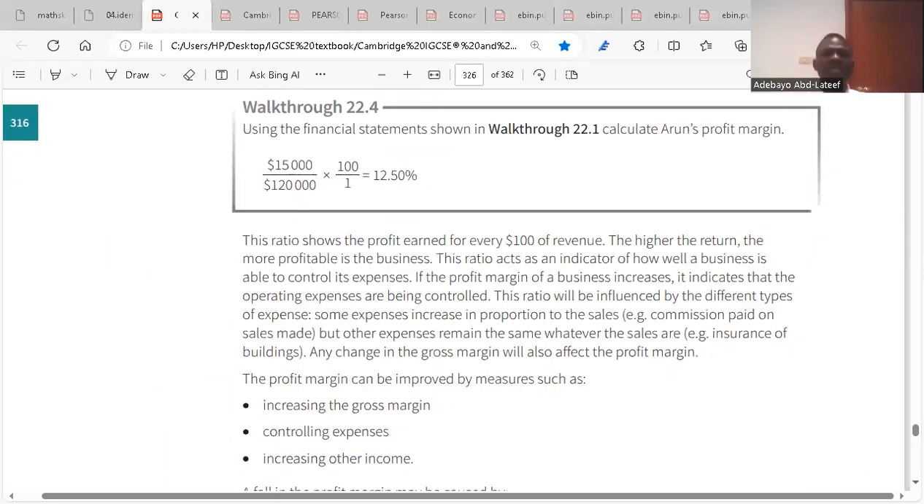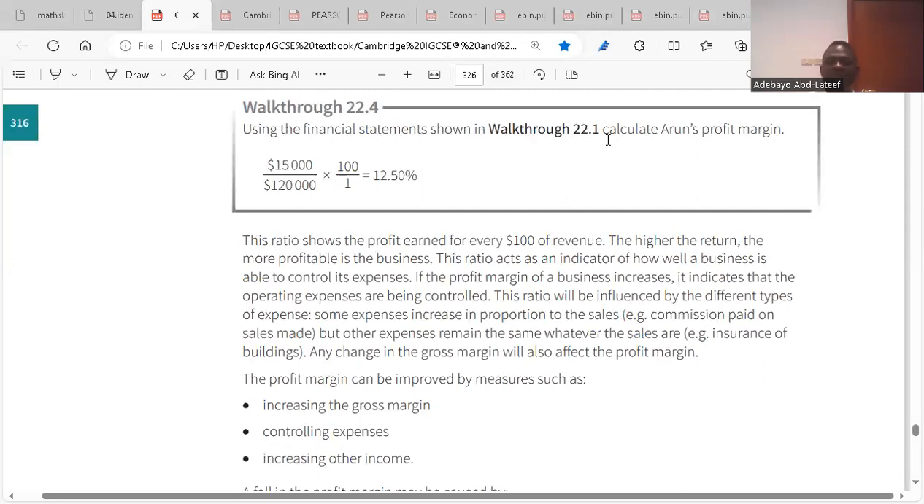It says this ratio shows the profit earned for every $100 of revenue. The higher the return, the more profitable the business. The ratio acts as an indicator of how well a business is able to control its expenses. If the profit margin of a business increases, it indicates that the operating expenses are being controlled.